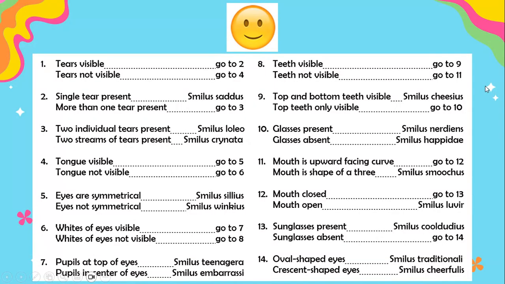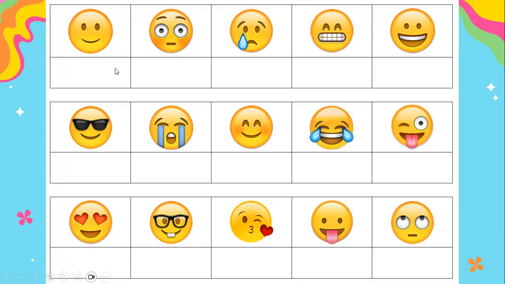So you will write that underneath that smiley. Because they're all going to be in the same genus, we can abbreviate the genus just to the capital S. So we can just write S period traditionale. So you're going to use that key to do the rest of the emojis. And then also please try the questions on the back.